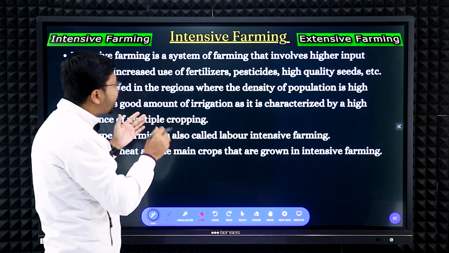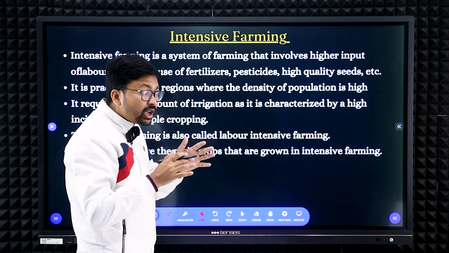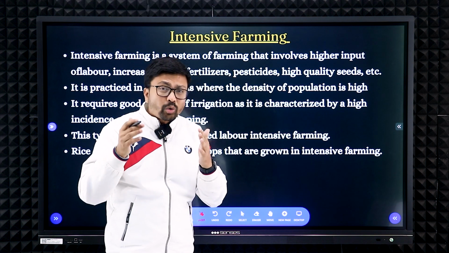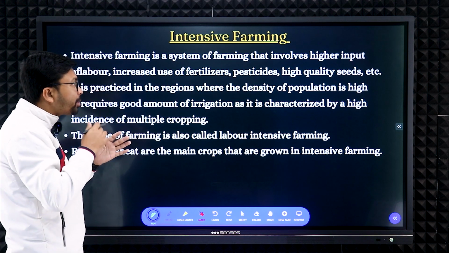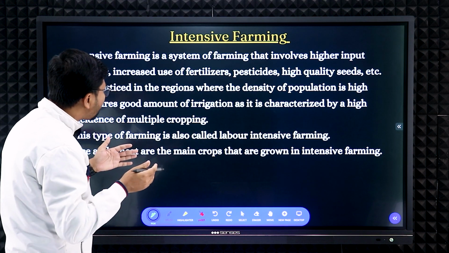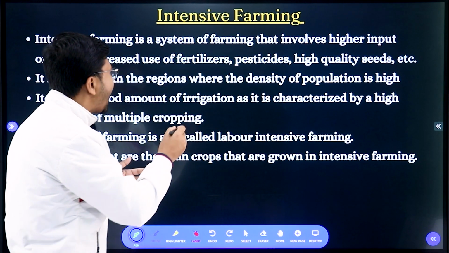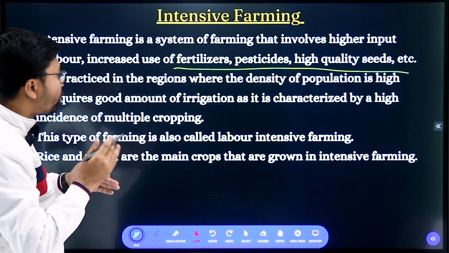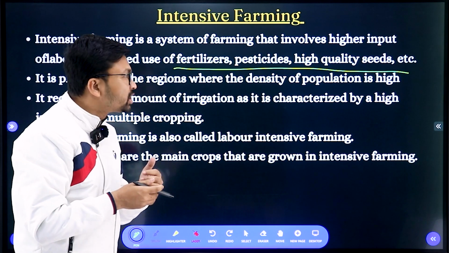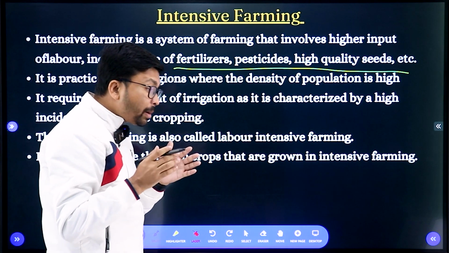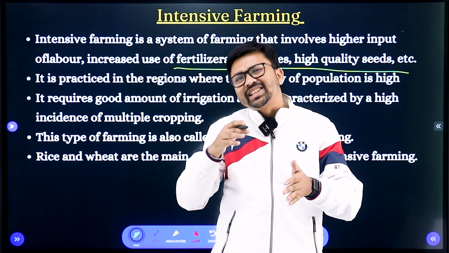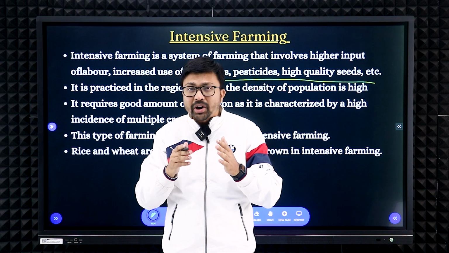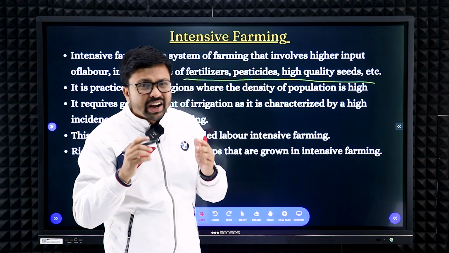Intensive farming, what are the differences? In intensive farming, the focus is to get more production, but for that, what they will do, they will involve more manpower, right? More input they will involve. What are those? More manpower, along with the manpower, fertilizer, pesticides, high quality seeds, all those things they will use, right? That is called intensive farming. Remember, intensive farming is possible in such areas where the population density is more.